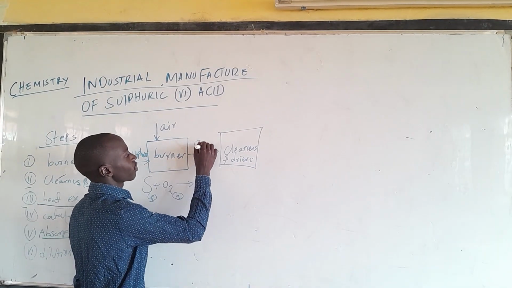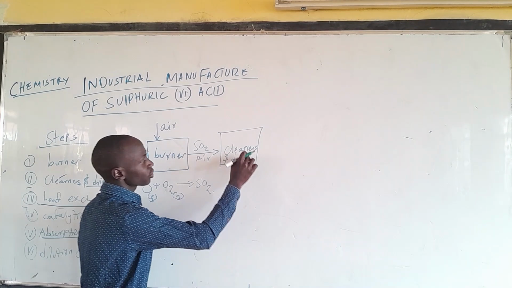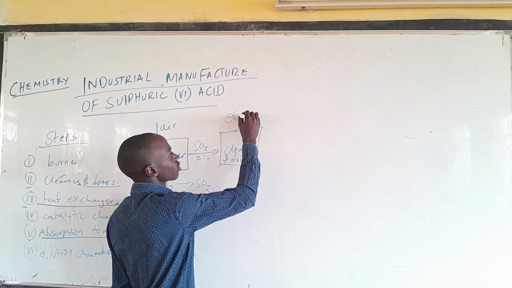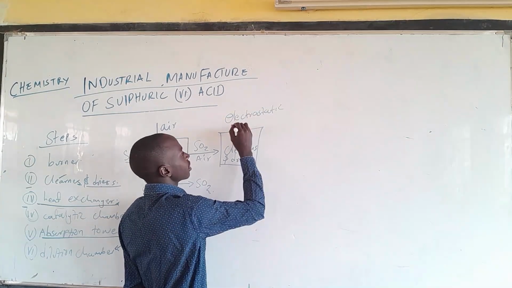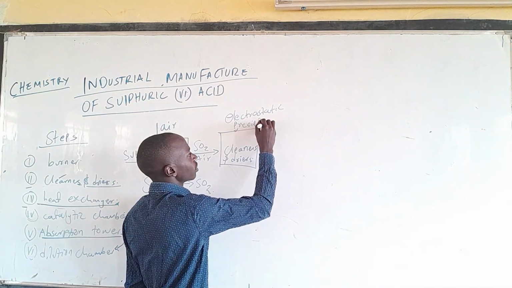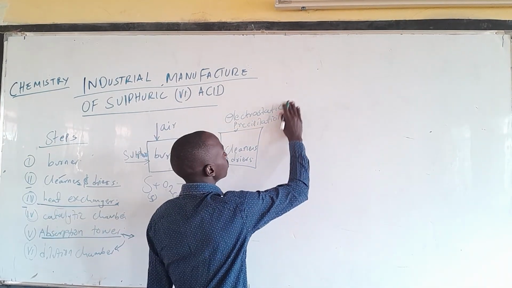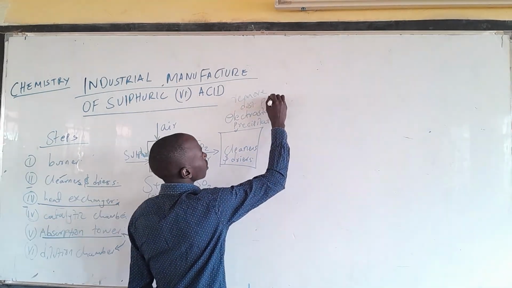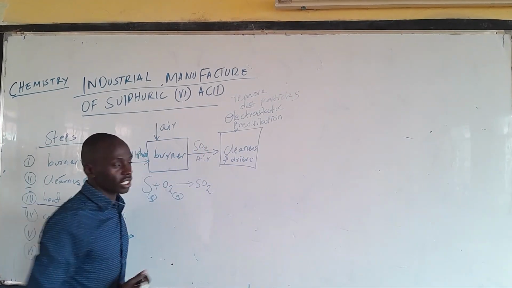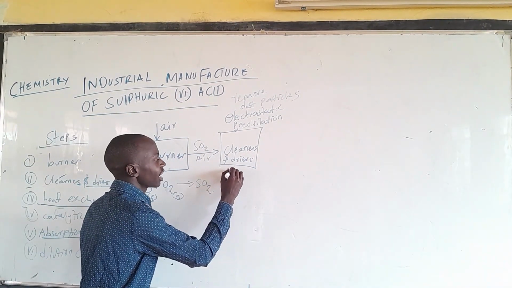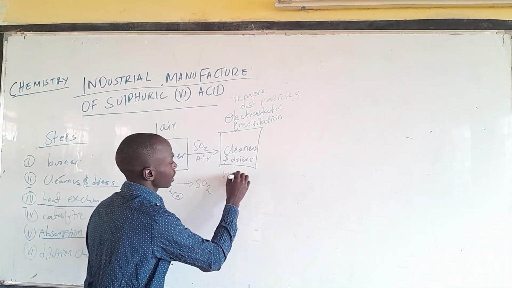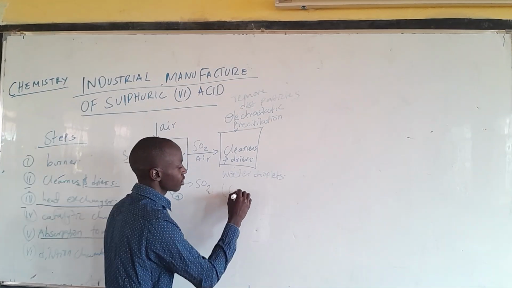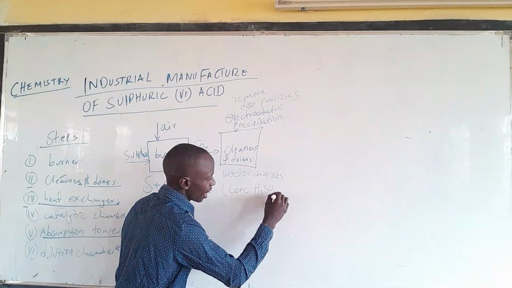So here, sulfur 4 oxide and air is pumped to the cleaners, where it is purified using a method which is referred to as electrostatic precipitation. That is to remove dust particles. We remove dust particles through electrostatic precipitation in the cleaners, and in the dryers we remove water droplets by passing the gas through concentrated sulphuric 6 acid.